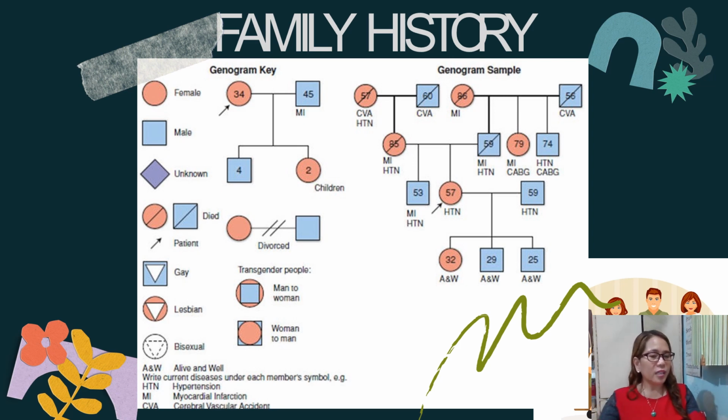A circle or square with a line in the middle is a symbol that the female or male has died. The one with the arrow is the patient, and so on and so forth. So for this example, let's look at it. We will trace the family history of our patient.